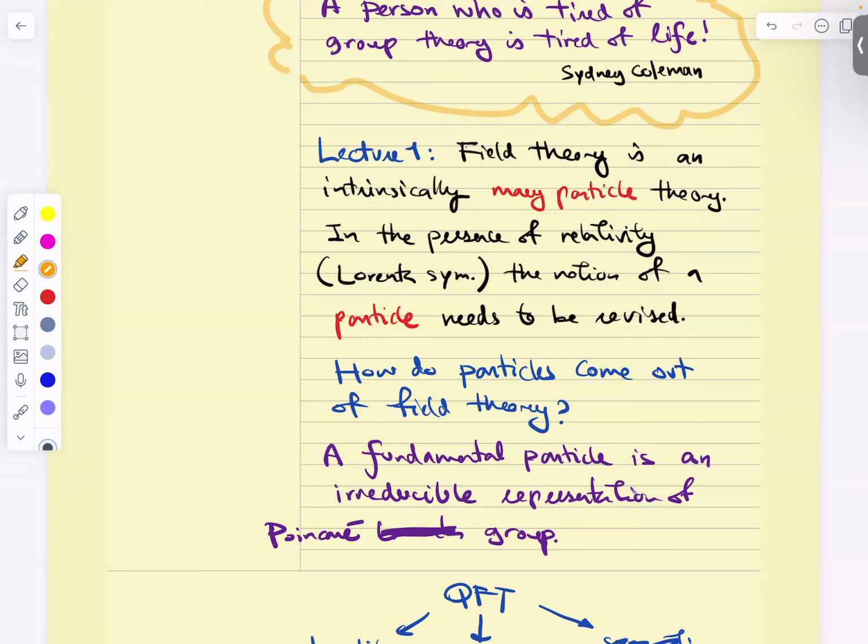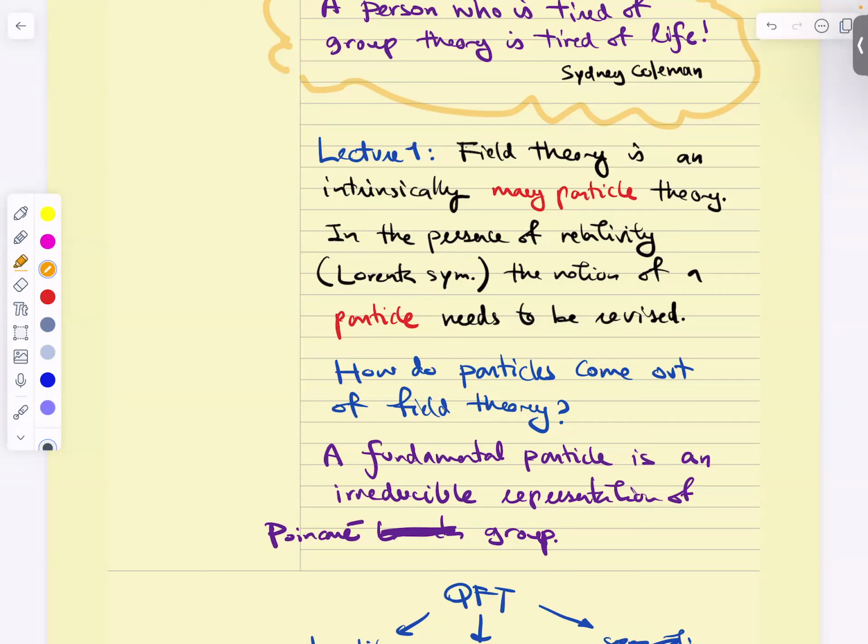End of the sentence. That's what it is. That's why I've been walking you guys through this. All right. A particle is an irreducible representation. A fundamental particle is an irreducible representation of the Poincare group. So that's why we're going to go through representations of the Poincare group.